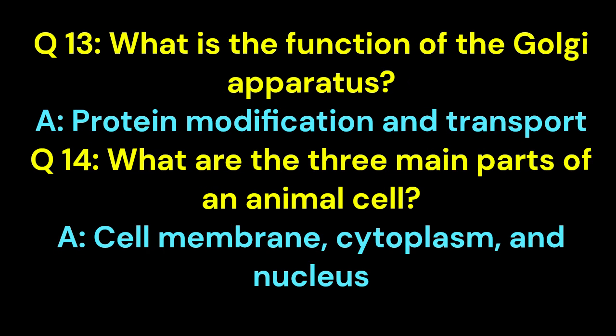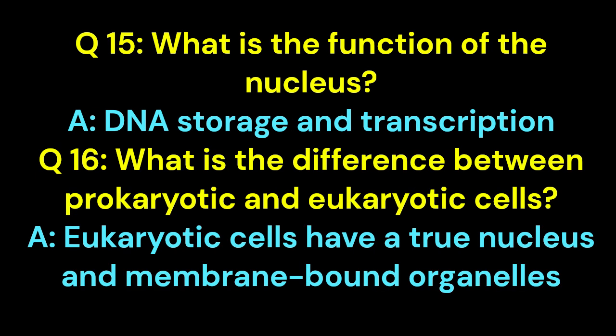Q13. What is the function of the Golgi apparatus? A. Protein modification and transport. Q14. What are the three main parts of an animal cell? A. Cell membrane, cytoplasm, and nucleus. Q15. What is the function of the nucleus? A. DNA storage and transcription.